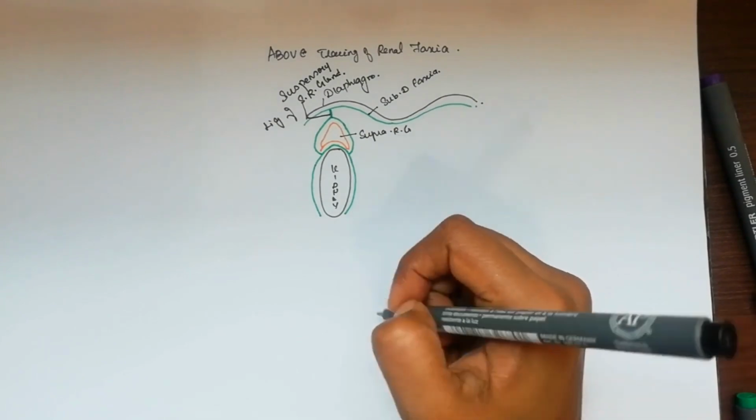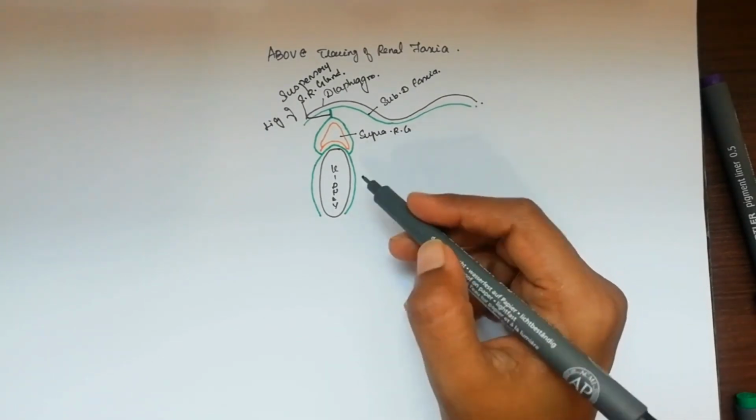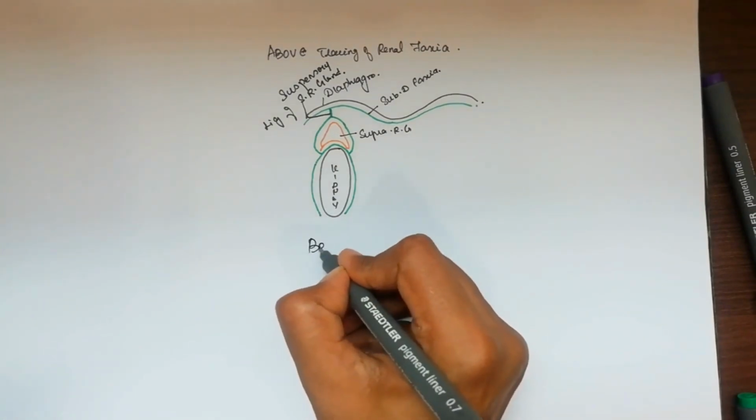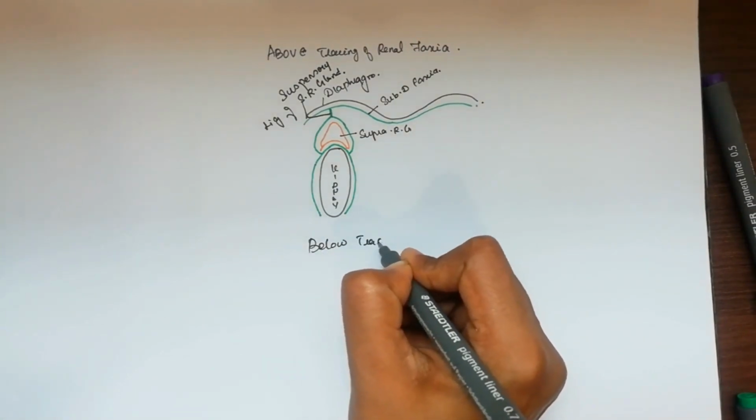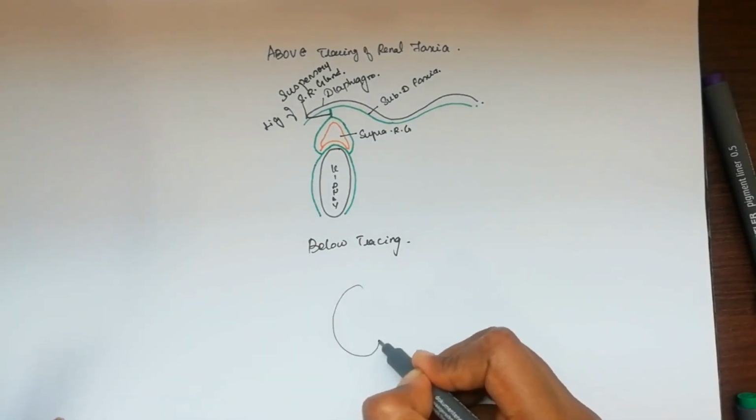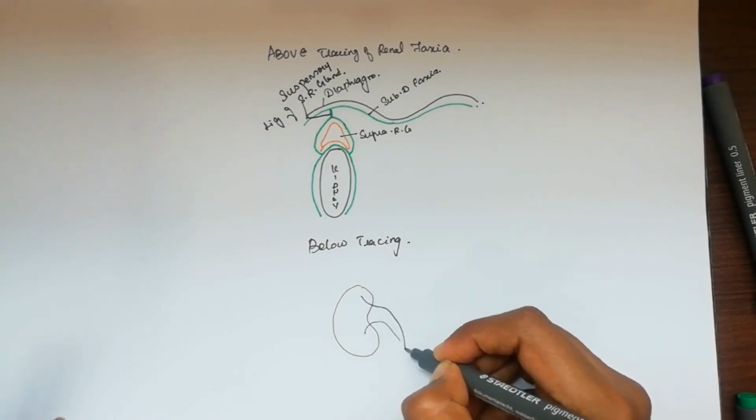So now we have got the lower aspect. In the lower aspect we don't have much. We have got some vessels coming out. So below tracing, we have got a kidney with the ureter emerging.